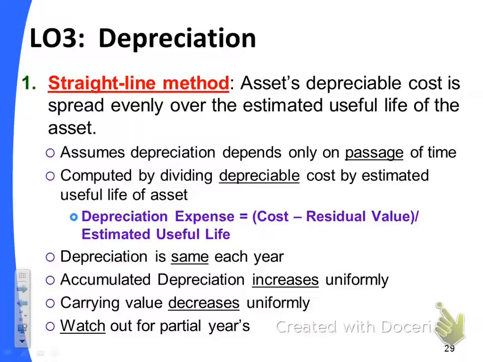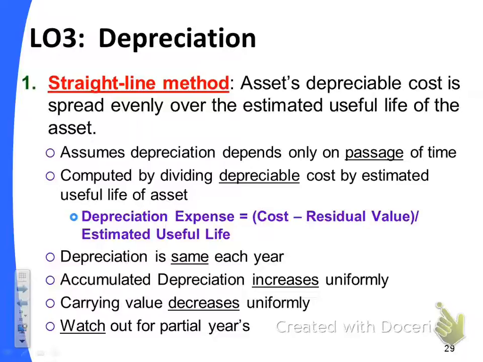First method. This is the one we talked about back in chapter 3. It's called the Straight-line Method. It's the simplest, okay? We use the asset's depreciable cost, and it's spread evenly over the estimated useful life of that asset. It assumes that depreciation only depends on the passage of time. It does not factor in any sort of things relating to usage, okay? It's only based on the passage of time. And it's computed by dividing the depreciable cost evenly by the life of the asset.